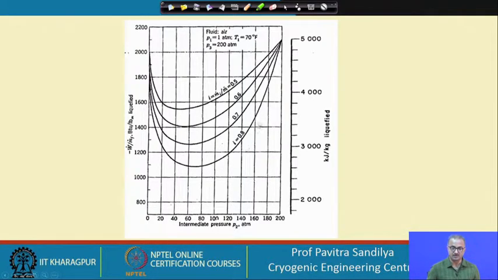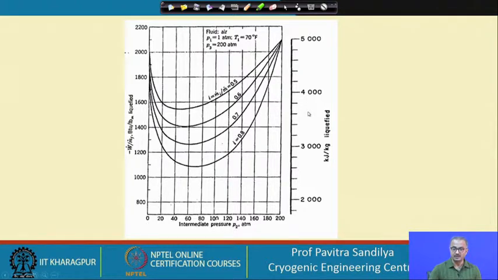Now if I is constant, then as I increase the intermediate pressure, I find that initially the work done per unit mass of the gas liquefied is decreasing. After a certain value it passes through a minimum, and if we further increase the intermediate pressure, there is again an increase in the work done. That means the intermediate pressure is a very crucial factor. It has to be chosen very carefully to minimize the work requirement.